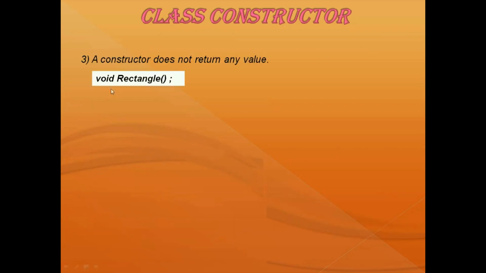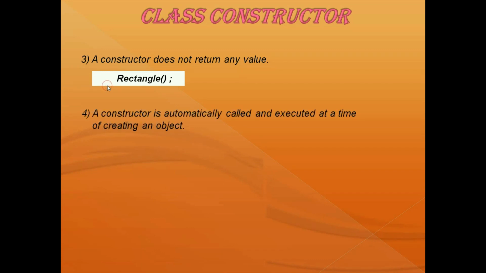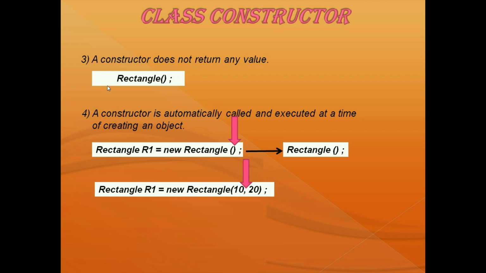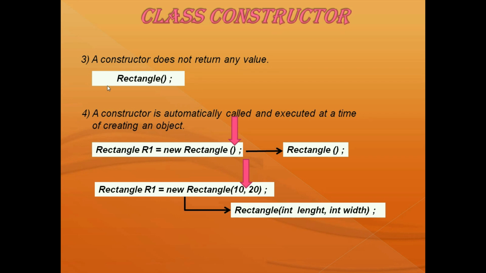A constructor does not return any value, means void is not required in a constructor. A constructor is automatically called and executed at the time of creating an object. While creating an object, if nothing is passed to the object, the default constructor is called and executed. If some values are passed to the object, then the parameterized constructor will be called and executed.